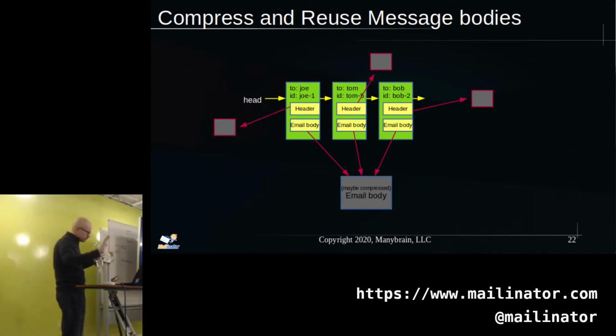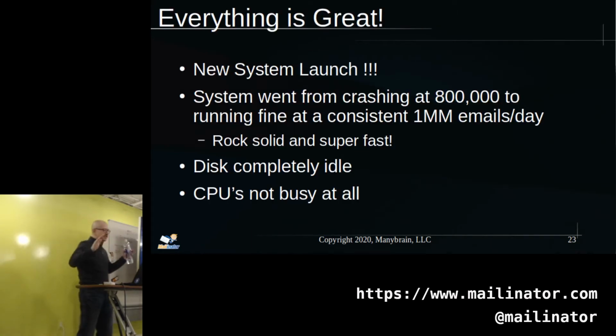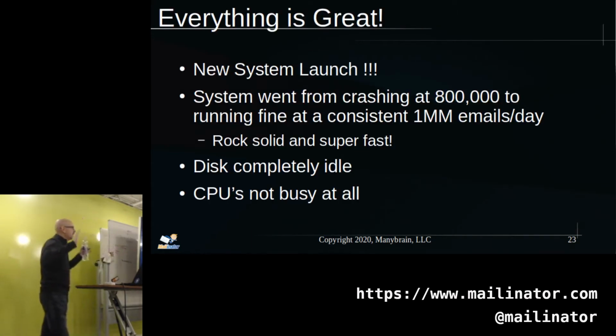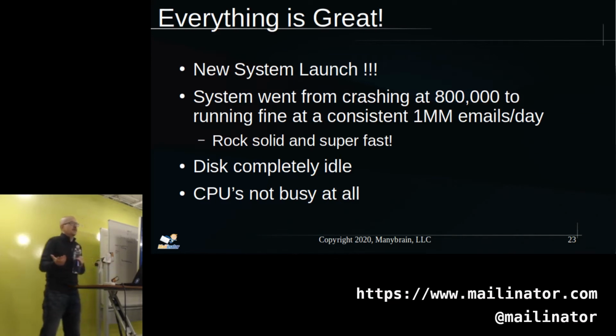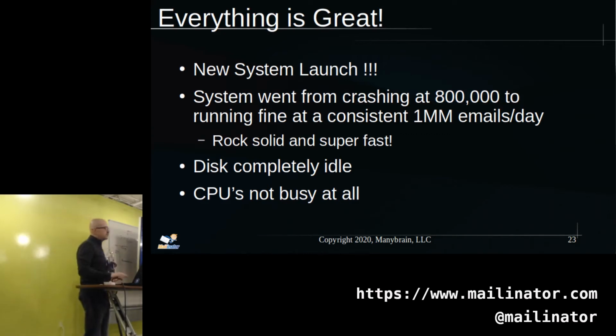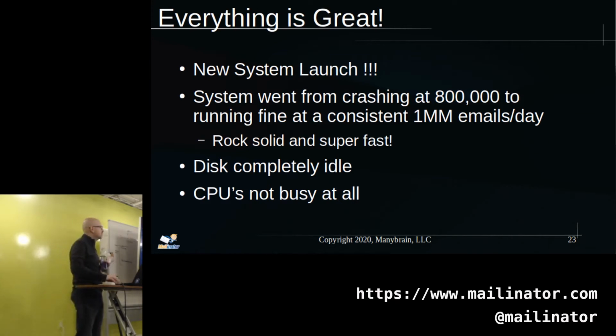So, all right, everything is great. The system went from crashing at 800,000 emails a day to getting 1 million emails a day, super solid, and never crashed except for me screwing around, hitting Control-C by accident. The disk, I don't need to tell you, was just turned off. I'm not putting anything on the disk anymore. So it's just CPU and RAM, and the CPU actually wasn't very busy at all. That's sort of the dirty trick on this stuff: unless you write a lot of sloppy code, getting data and putting it in memory is pretty straightforward.